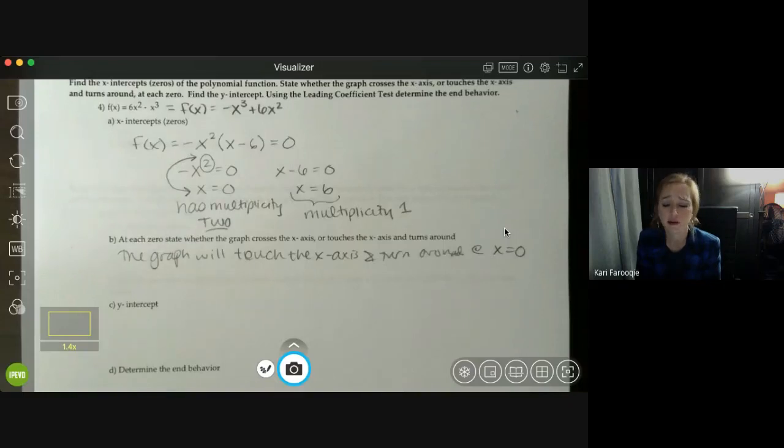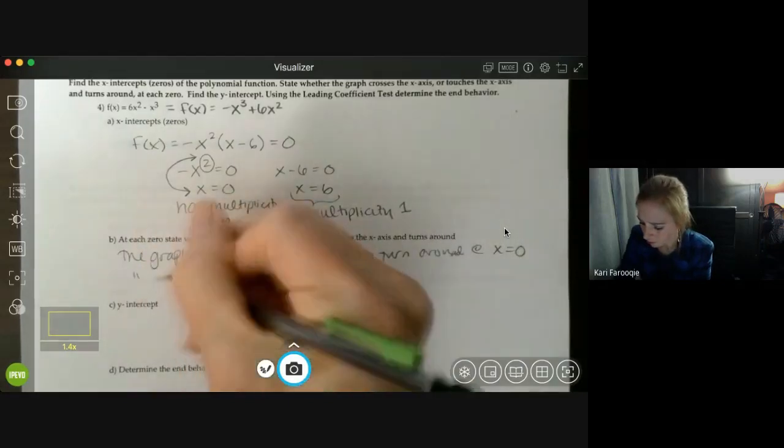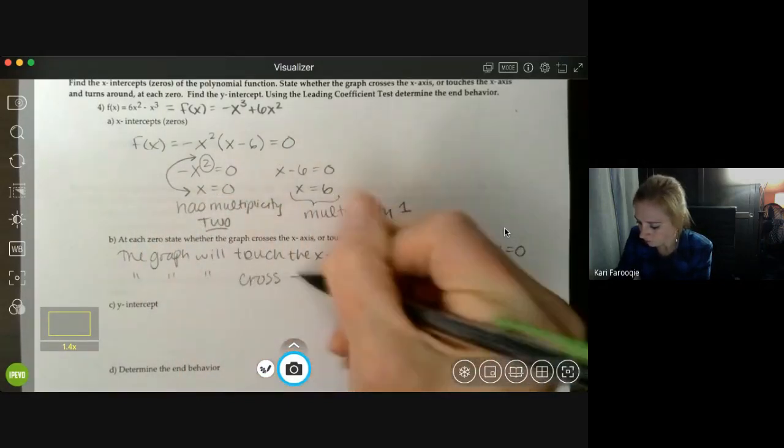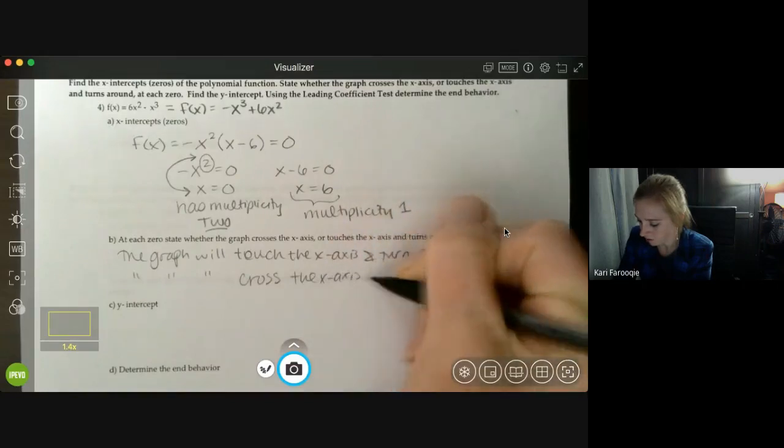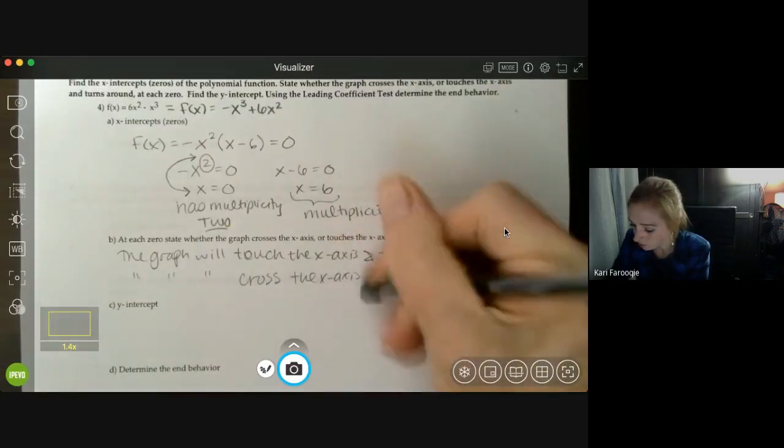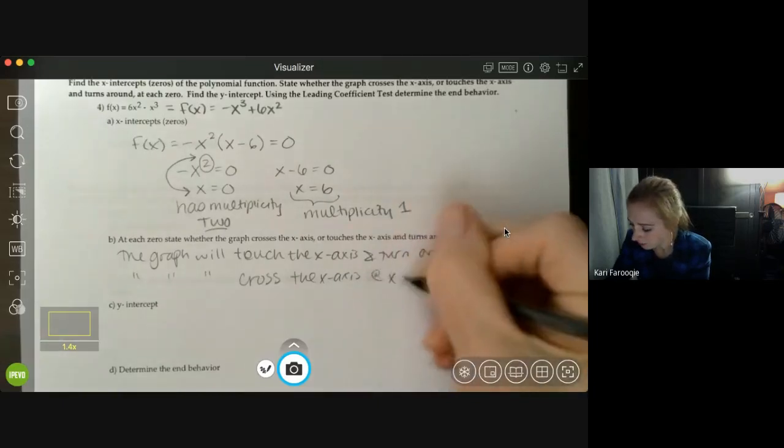Now, you don't have to write it in a complete sentence. If you just want to say, like, touch and turn, that's fine. I've even had students in the past ask, can I just use a diagram? No, just say touch and turn, something like that. Crosses, touch and turn. It's not that difficult. Don't say T and T, just touches and turns, that's fine. And then the graph will cross the x-axis at x equals 6.